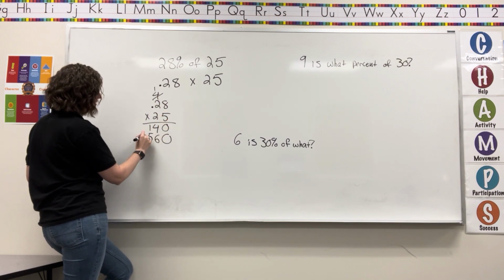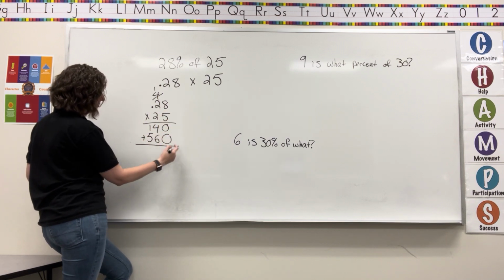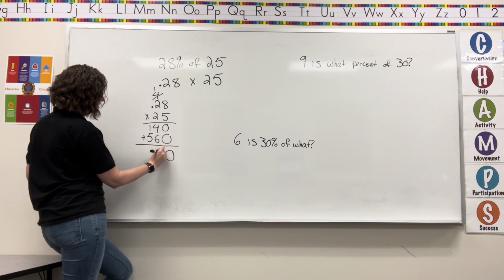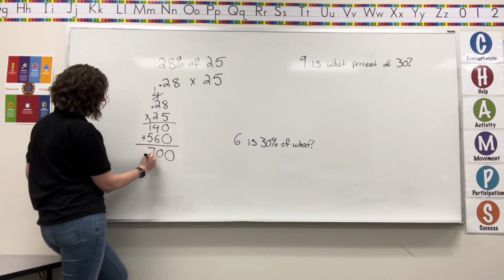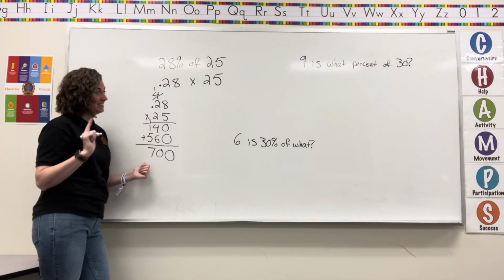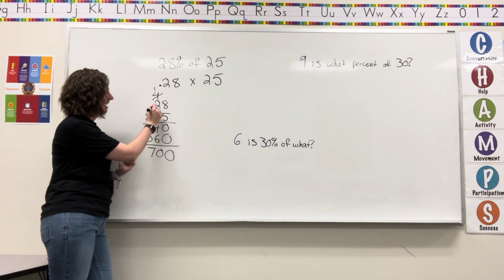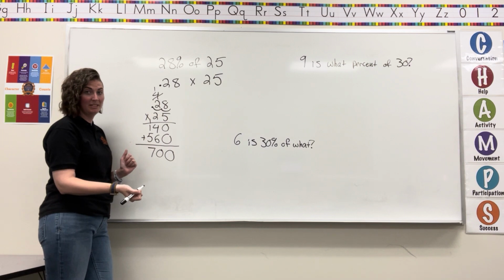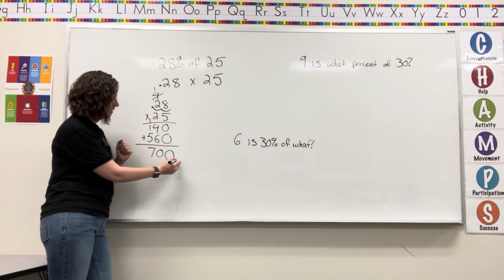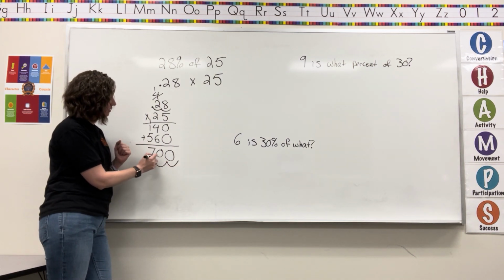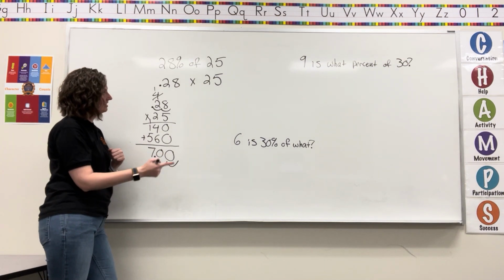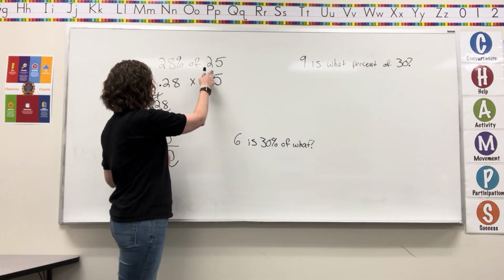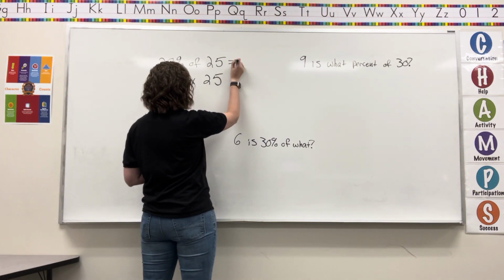Write the 5. Now add 0 plus 0. 6 plus 4, carry the 1. 2 plus 5 is 7. It's not 700. I have 2 decimal places in my factors, so I need 2 decimal places in my product. 7. So 28% of 25 equals 7.